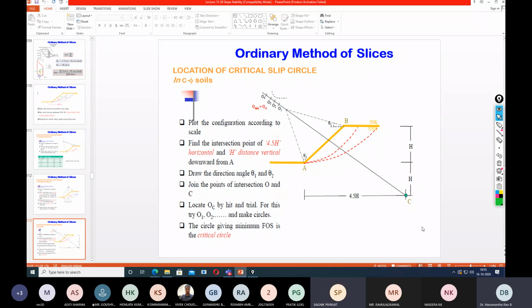Sir, we are just changing the point O according to the line, because this line is fixed now. This line is fixed. So if I take O1, the trial slip circle is different; with O2, the trial slip circle varies. Then correspondingly, the factor of safety also varies. Okay, sir.